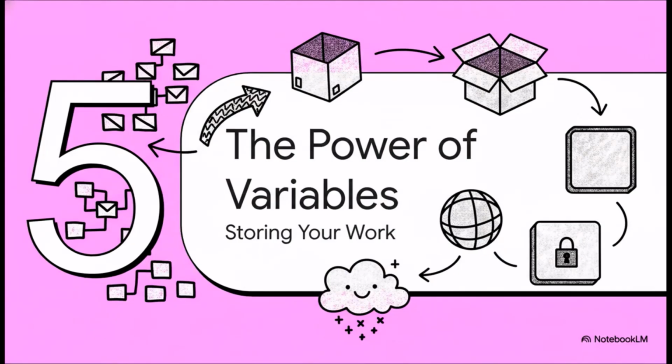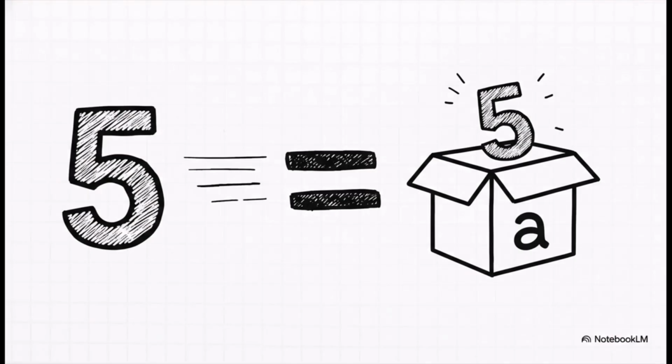Okay, doing one-off calculations is pretty cool, but the real magic starts when you can store your results so you can reuse them later. And to do that, we need to talk about one of the most powerful ideas in all of programming: variables. So, think of a variable as just a labeled box. Right here, we're creating a box, we're labeling it a, and we're putting the number 5 inside it. That equals sign is what we call the assignment operator. It just assigns the value on the right to the variable on the left.